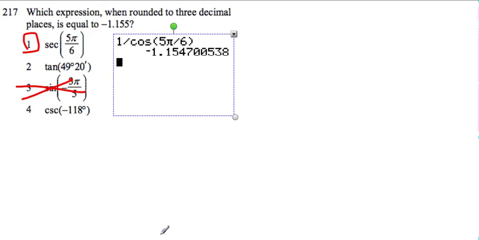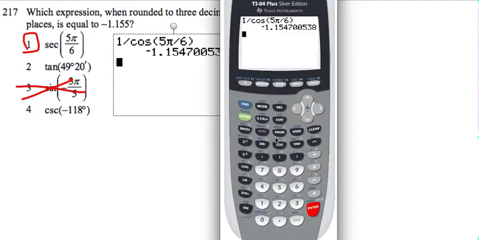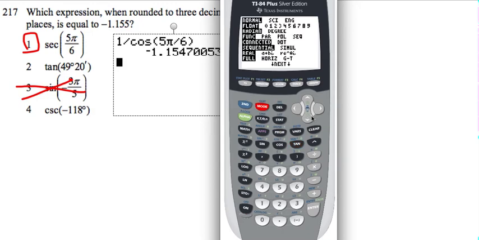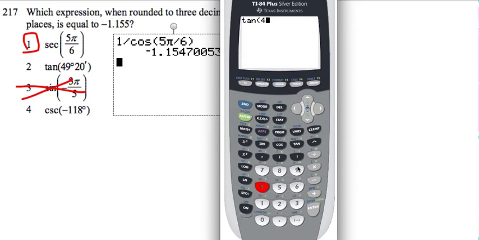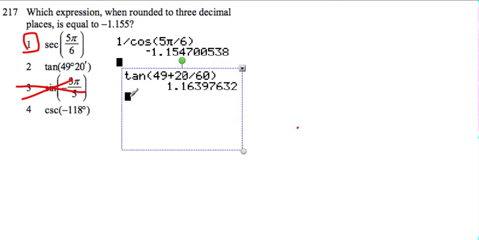How about tangent? In the case of tangent, we have tangent of, and in this case we have to put them into degrees. Tangent of 49 degrees plus 20 minutes, which has to be divided by 60. Then we get 1 point something. So that cannot be the answer.